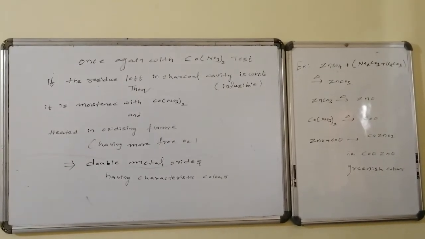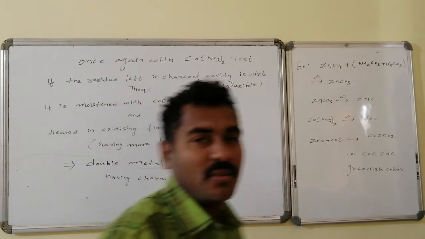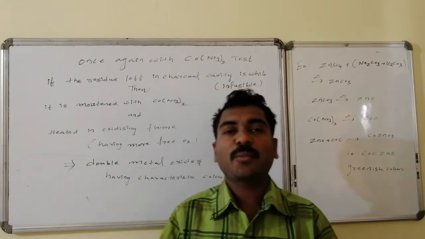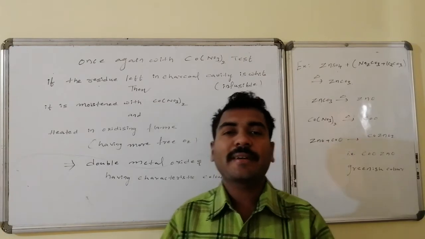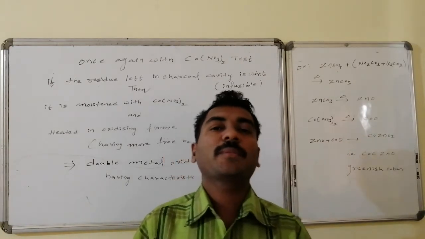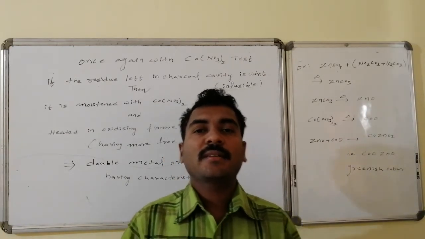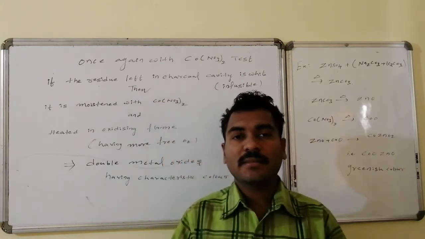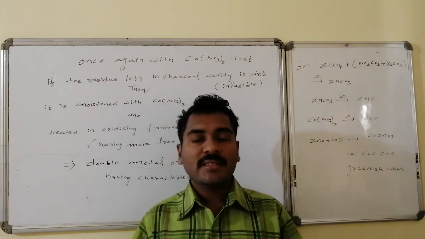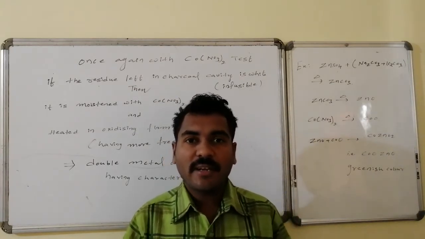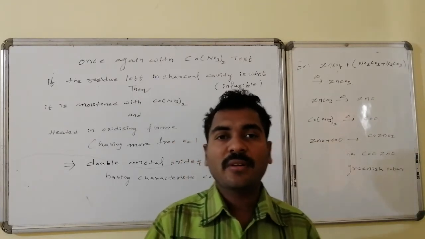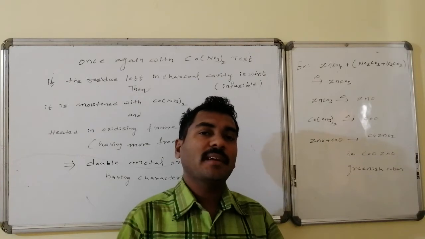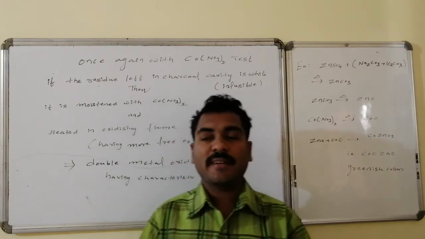Welcome friends. Let us go once again with the cobalt nitrate test in exclusive manner. Then with extension we will go for the group analysis. Cobalt nitrate test. Before performing the cobalt nitrate test, the charcoal cavity test is performed. Whereas in the charcoal cavity test, if a white residue forms and it is infusible, then such kinds of materials are eligible for the cobalt nitrate test.